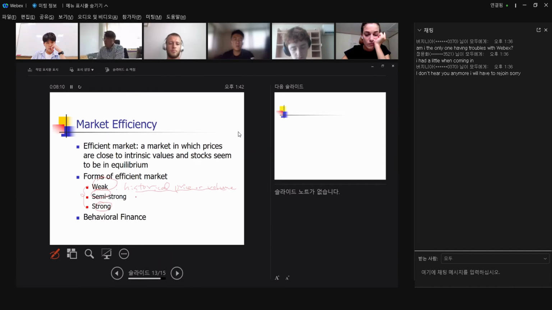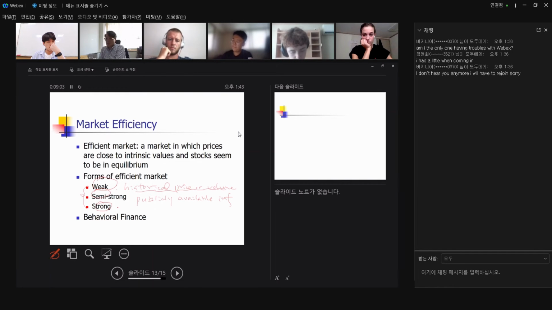In semi-strong form, we consider historical price or volume as well as publicly available information. So in semi-strong form, we can think the publicly available information as well as historical price or volume is reflected in the stock price. Then we'll say that kind of market is a semi-strong form market.